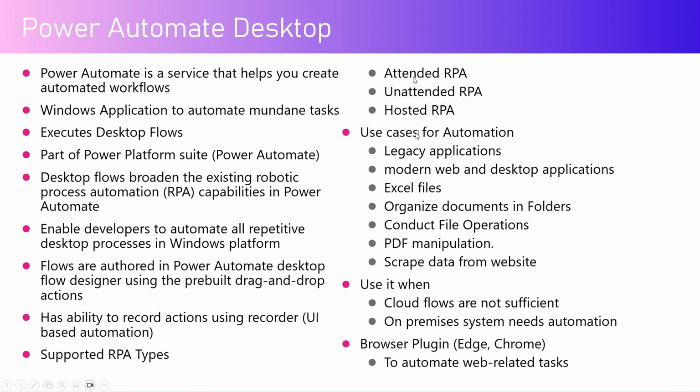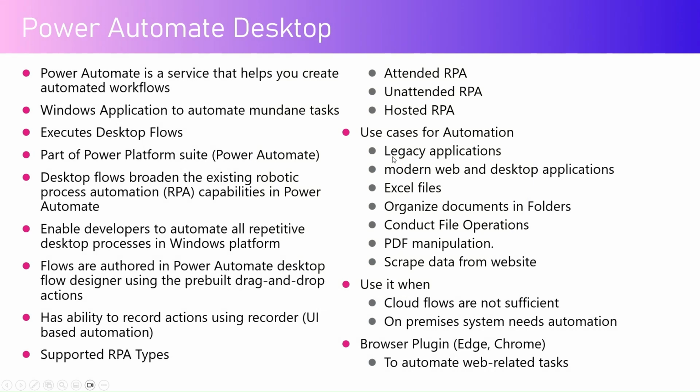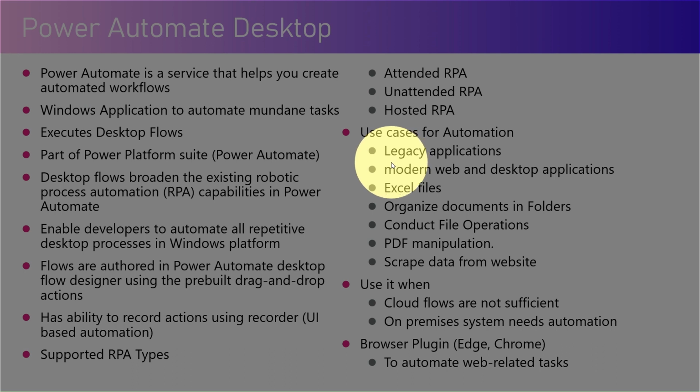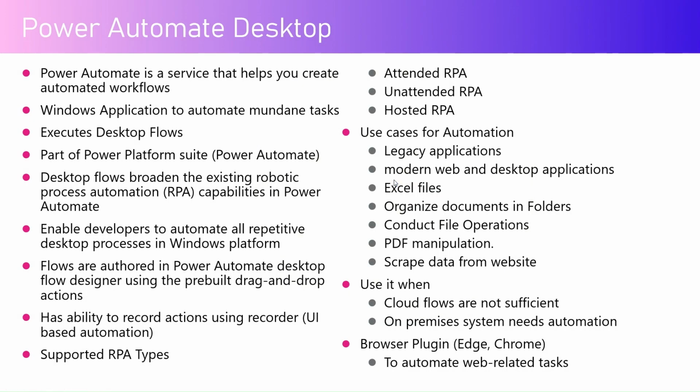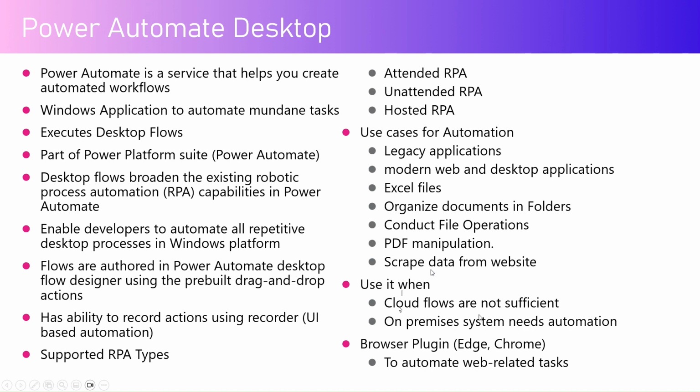When do we use Power Automate Desktop? The use case is if you have a legacy application, or some Windows application built within your organization, and you want to automate that, or if you do not have enough connectors in the cloud flows which may allow you to automate some actions. It can be used in modern web and desktop applications. You can use it to automate Excel activities, like modifying Excel and storing data in Excel. You can do some PDF manipulation as well. Another great example is scraping data from a website. You need to use it when cloud flows are not sufficient.